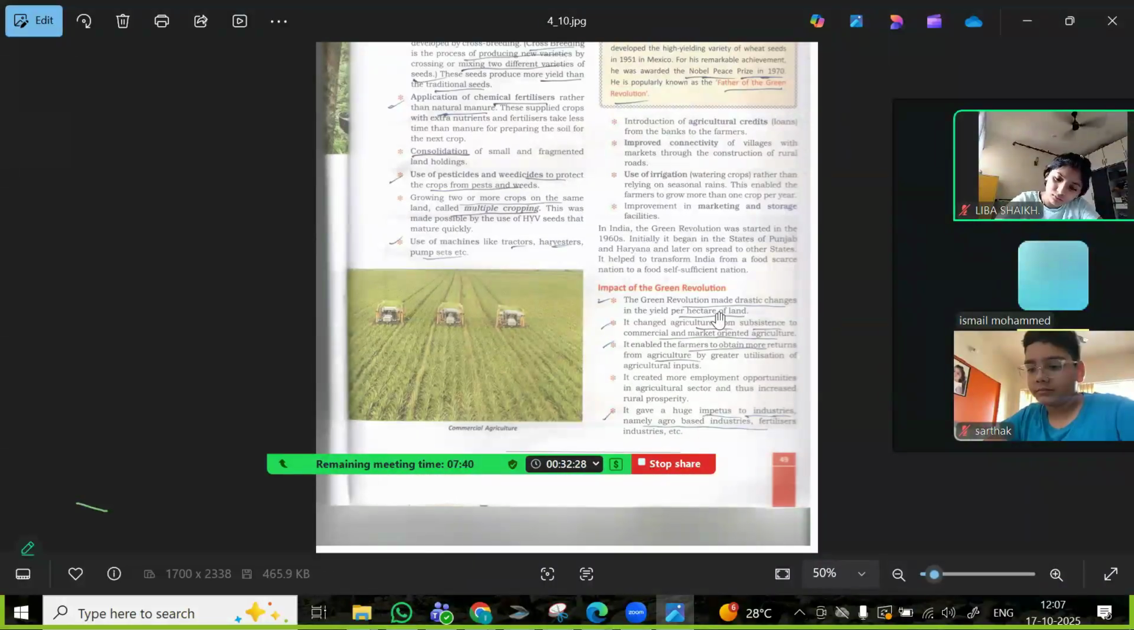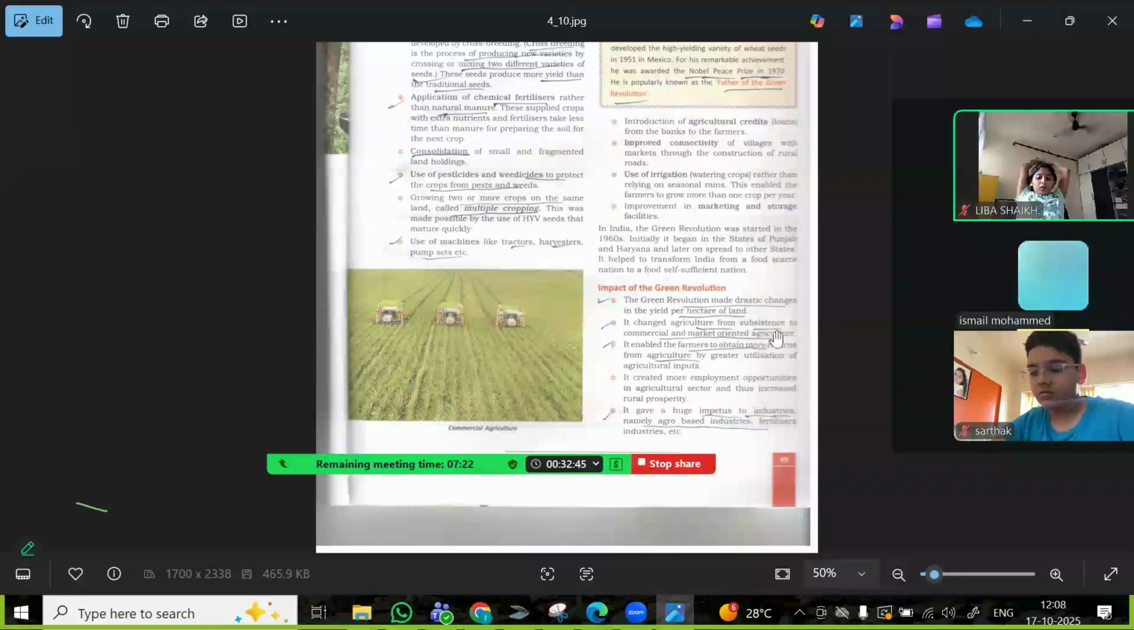These are all the impacts. It made a drastic change in the yield per hectare of the land. Earlier, with the traditional methods, you were able to produce 100 kg or 1 quintal of rice. With the green revolution, you are able to produce 10 quintals of rice. That is what you can imagine.